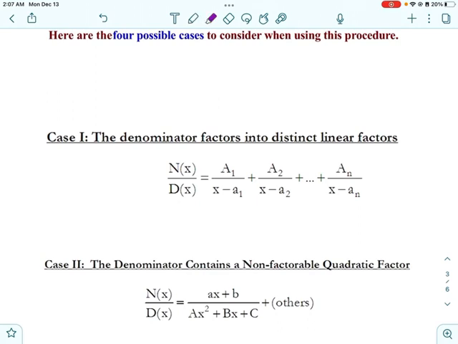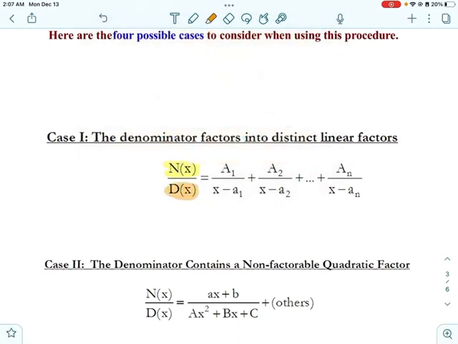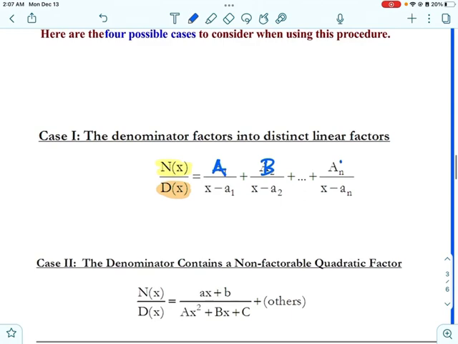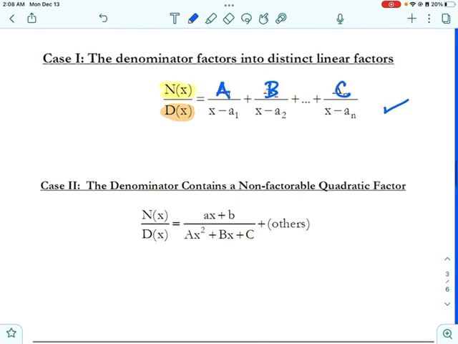So case 1, where you have the degree of the numerator, n of x, and the degree of the denominator. Okay, so not especially the degree, just the setup. Now what I do with this, instead of A1, A2, is I usually just say that's A, this is B, and this is C, or whatever letter they are until we stop. Where we have distinct linear factors, that means unique linear factors in the denominator. Okay, so that's case 1. Case 2 is going to occur when the denominator contains a non-factorable quadratic factor.